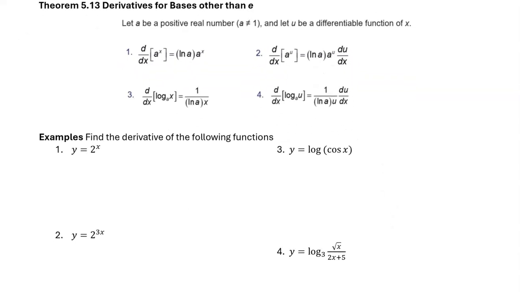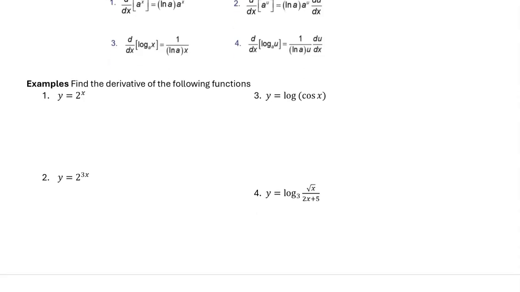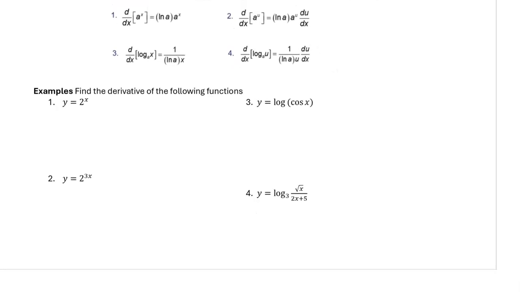So now let's start applying these rules. Example 1, we want to take the derivative of 2 to the x. We would be using this rule because we simply only have x in the exponent. And so y prime is equal to natural log of 2. In this case, a is 2. So I have natural log of 2, and then we will multiply that by 2 to the x. And that is our answer for the derivative.